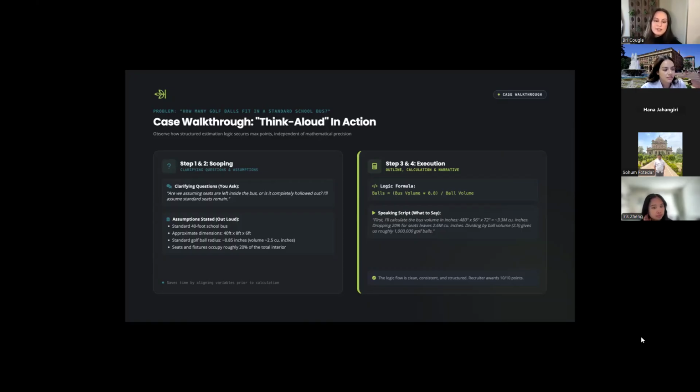And then assumptions stated out loud. Okay, standard 40-foot school bus, approximate dimensions, the standard size of a golf ball. The seats and fixtures occupy roughly 20% of the total interior. So, yes, these are all of the assumptions. They're going to say, yes, it's a standard school bus. Yes, we're using a regular golf ball. Usually they will give you dimensions and numbers to calculate in a case like this, so you wouldn't have to know the school bus is 40 feet off the top of your head, but it's good to clarify those things.